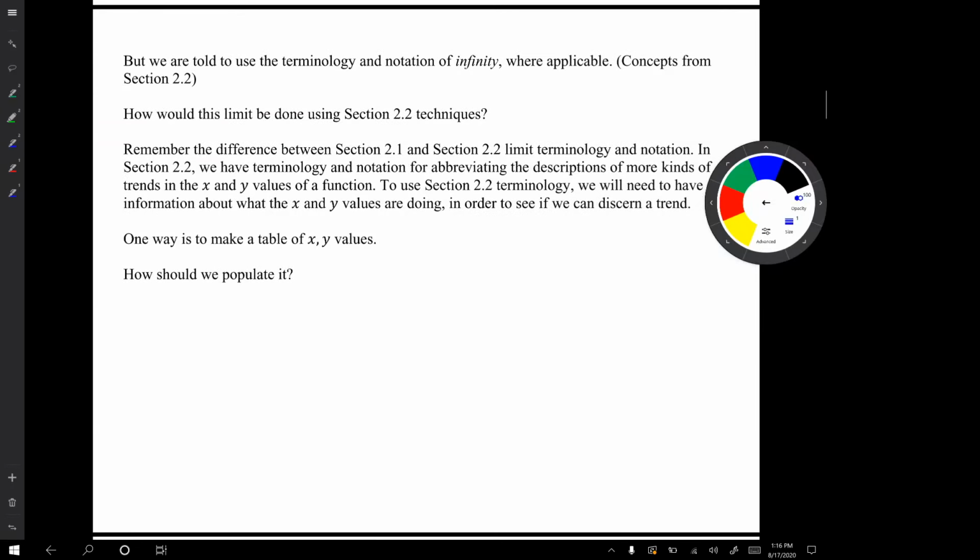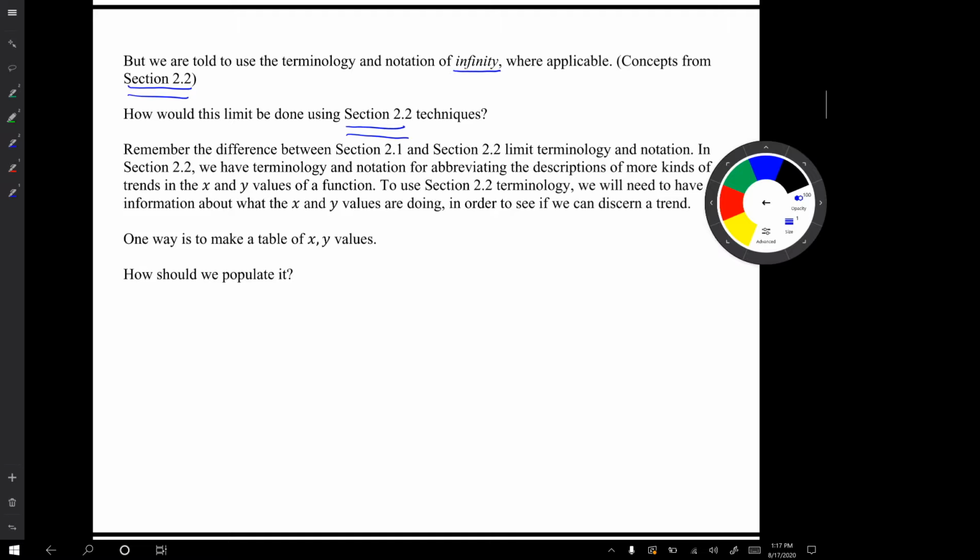But we're told to use the terminology and notation of infinity where applicable. That's concepts from section 2.2. So the question is, how should this limit be done using section 2.2 techniques? Well, remember the difference between section 2.1 and section 2.2 limit terminology and notation.